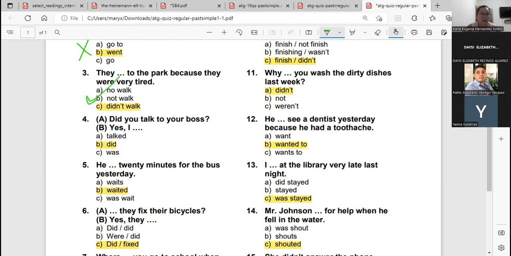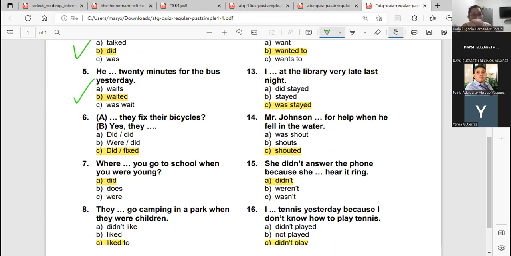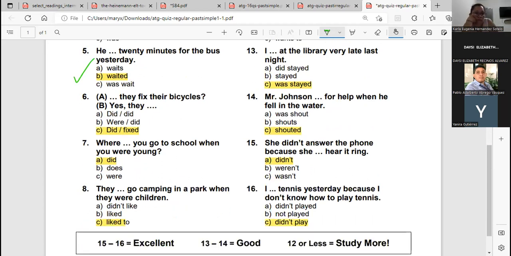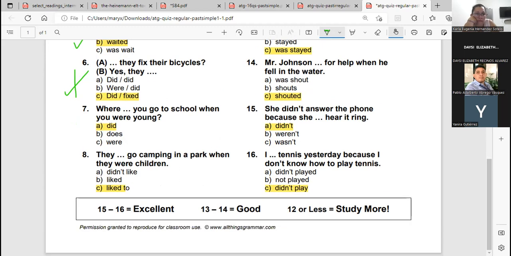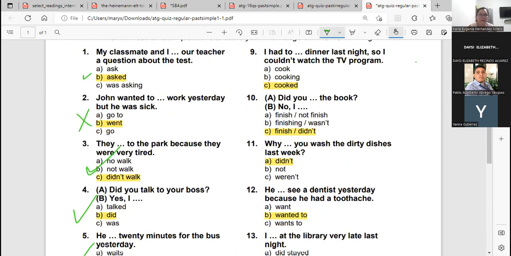Did you talk to your boss? Yes, I did. Short answer. He waited 20 minutes for the bus yesterday. Excellent. Did they fix their bicycles? Yes, they did. So we have a short answer. Yes, he did. Yes, she did, etc. That's a short answer. Where did you go to school when you were young? They like to go camping. Excellent.